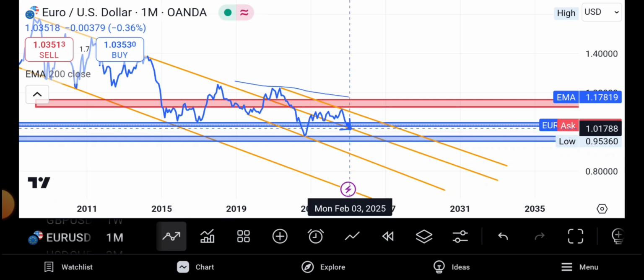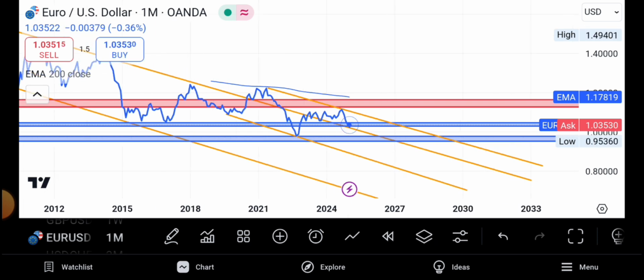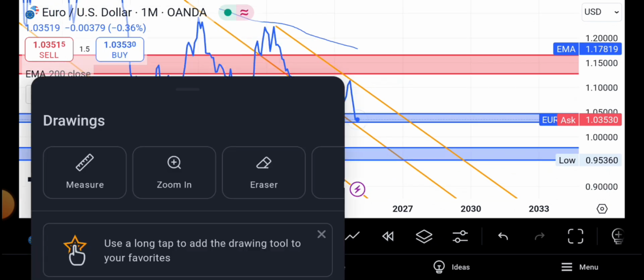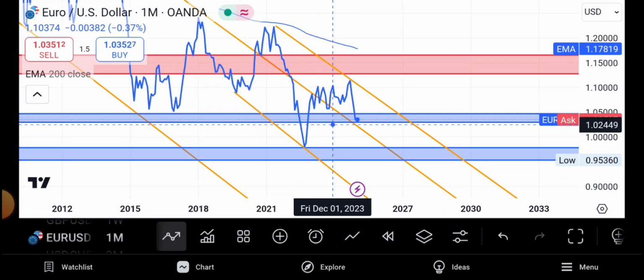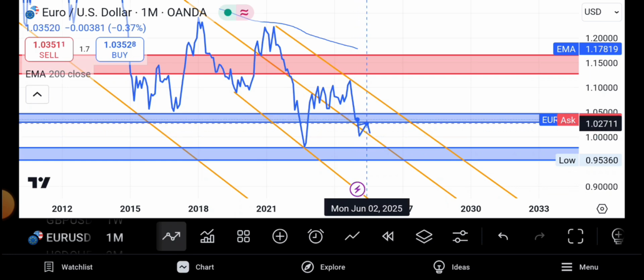Once it breaks these two zones and returns like that, now I will be selling that zone, that pair. I hope I'm clear. Once it breaks those two areas, let me draw it for you. Let me just explain very well. Once it breaks like that and it retests, now I will sell from this zone. That is rule number 1.